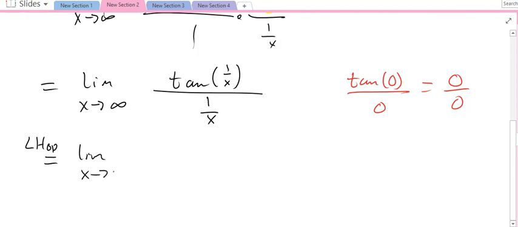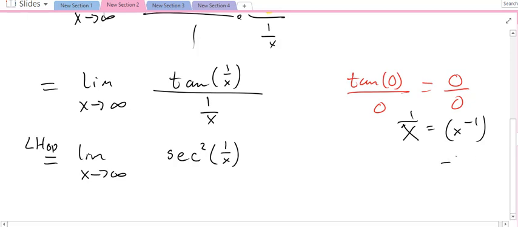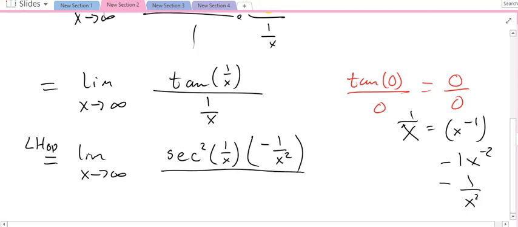So L'Hopital's rule tells us that we have the limit as x goes to infinity. Derivative of tangent is secant squared, so we have secant squared of 1 over x times the derivative of 1 over x. So remember, 1 over x we think of as x to the negative 1. So when we take the derivative, we get negative 1 x to the negative 2. So this will just be negative 1 over x squared. And then that's convenient because we are also taking that in the denominator here. And so we have negative 1 over x squared when we take the derivative of this 1 over x here. This 1 over x squared up here came from the chain rule.